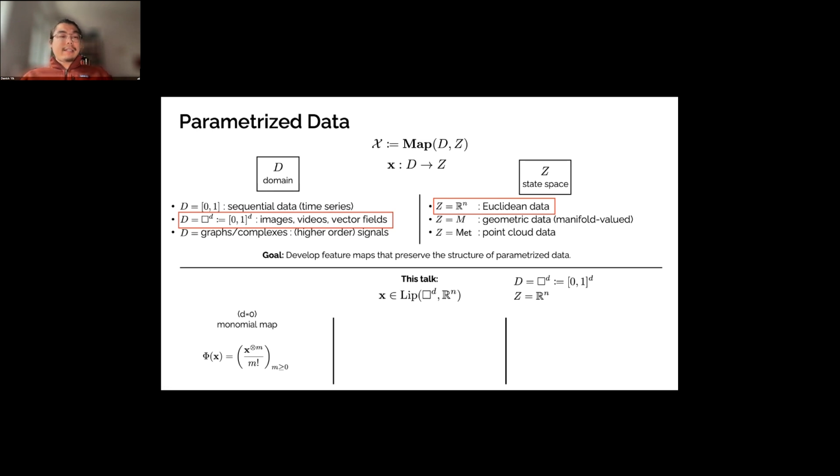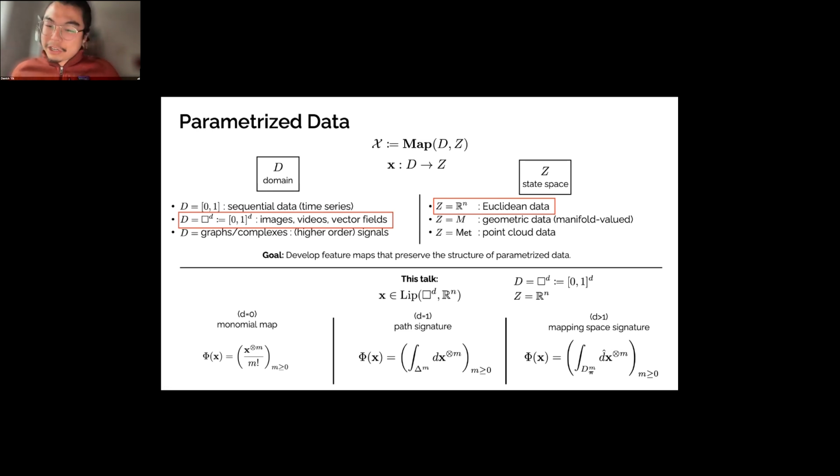It turns out that there is a construction in the case of d equals 1. So if we're looking at Lipschitz paths in Rn, this is called the path signature. And our goal here is to generalize this path signature construction to higher dimensions, which is the title of this talk, to develop this notion of mapping space signatures.